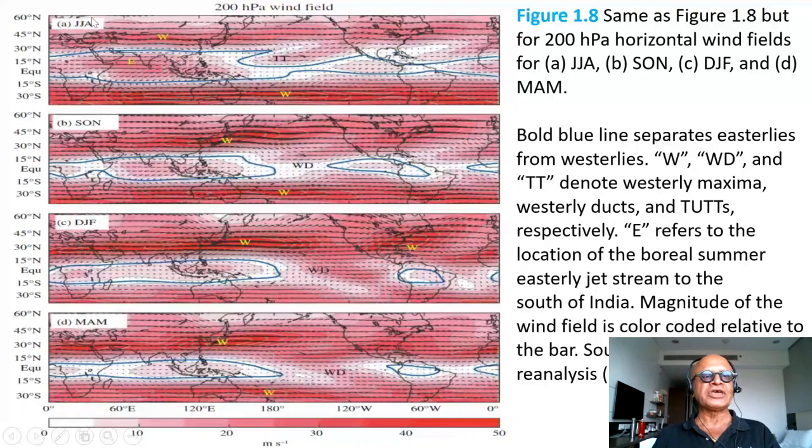So we are again looking at the seasons here, solstitial and equinoctial, and the bold blue line here separates the easterlies and the westerlies. As I said, westerlies are going from west to east, easterlies go from east to west, and at the surface you have trade winds, southeasterlies, northeasterlies, and then mid-latitude westerlies, which I probably didn't emphasize enough before.